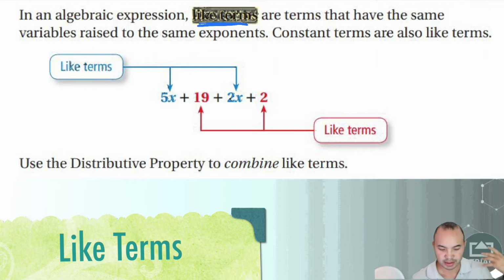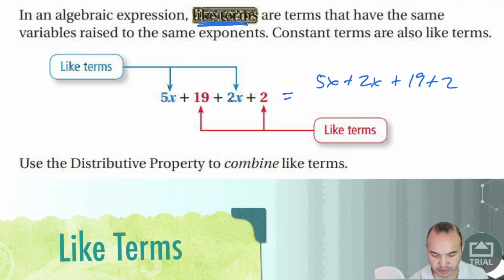In this case, like terms here are 5x and 2x, and 19 and 2. You're going to use the other properties that we just learned about, the commutative property of addition, to show that you can switch these around. This is the same thing as 5x plus 2x, and then plus 19 plus 2. That's using the commutative property of addition. These are x's, so this would be 7x, and 19 plus 2 would just be 21.